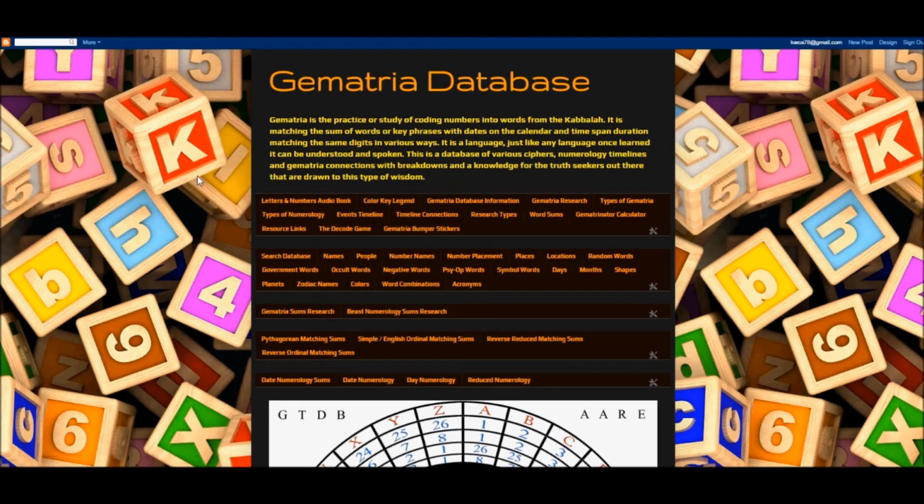Gematria is the practice or study of coding numbers into words from the Kabbalah. It is matching the sum of words or key phrases with dates on the calendar and time span duration, matching the same digits in various ways. It is a language. Just like any language once learned, it can be understood and spoken. This is a database of various cipher, numerology timelines, and gematria connections with breakdowns and a knowledge for the truth seekers out there that are drawn to this type of wisdom.